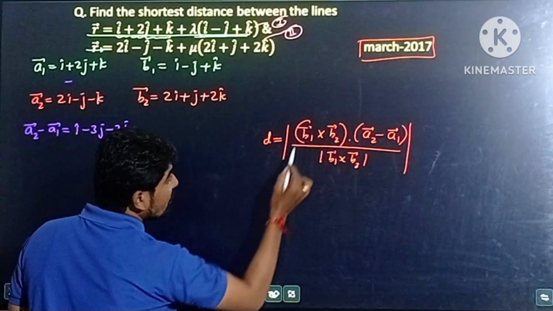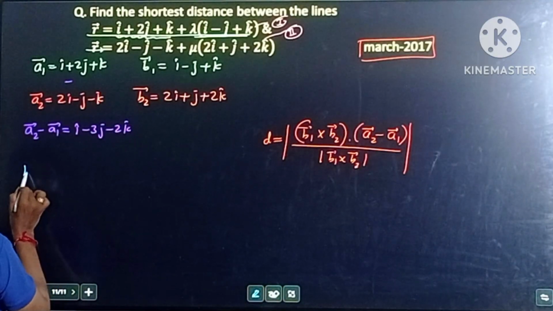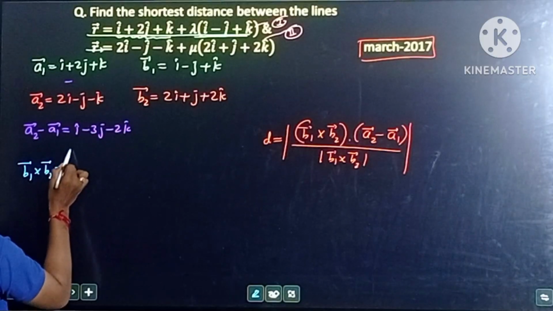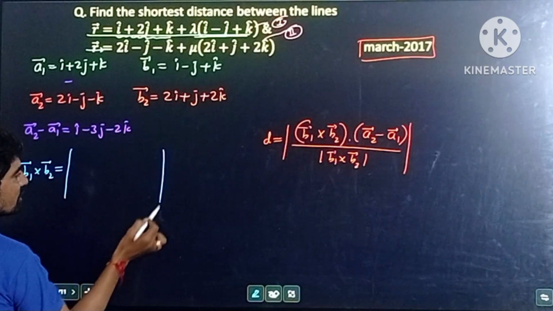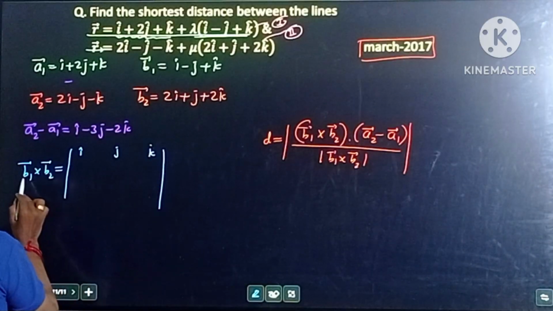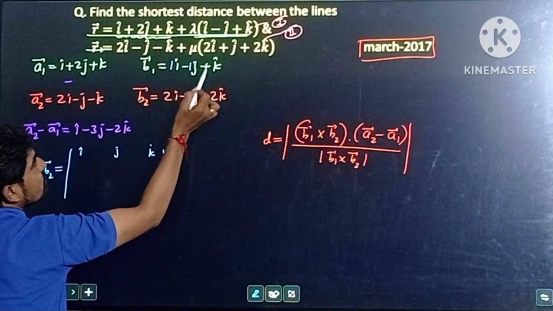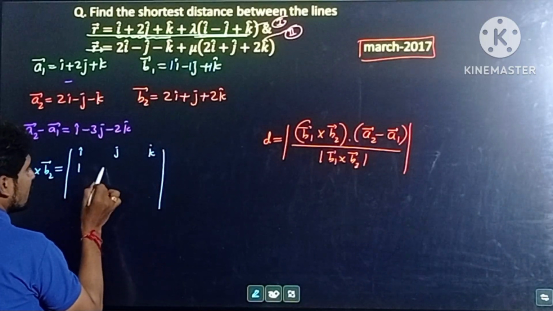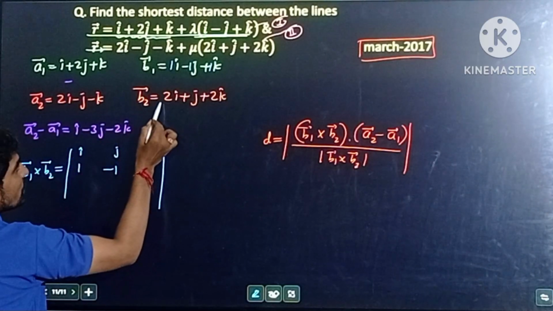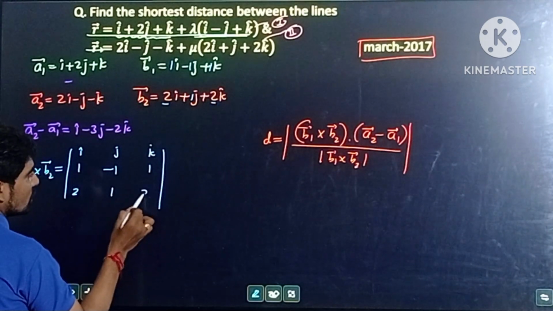And then we need b1 vector cross b2 vector. Now, b1 vector cross b2 vector is equal to the determinant of: first row is the unit vectors i, j and k. Second row is the coefficients of i, j, k in b1 vector: 1, minus 1, 1. And third row is the coefficients of i, j, k in b2 vector: 2, 1, 2.